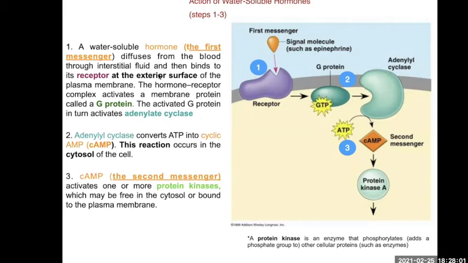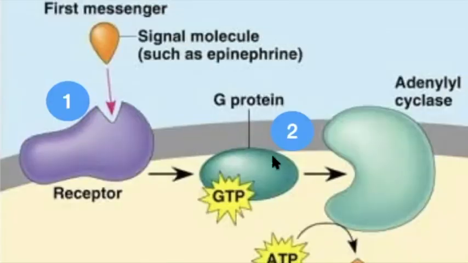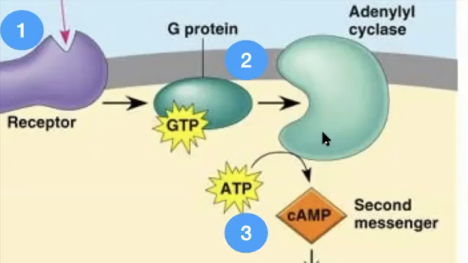So what happens here is this hormone receptor complex changes shape, and eventually activates these so-called G proteins. Right? And this G protein then goes on to activate the adenylate cyclase, another membrane protein. So you get this chain effect. And what this does over here is convert ATP into cyclic AMP.